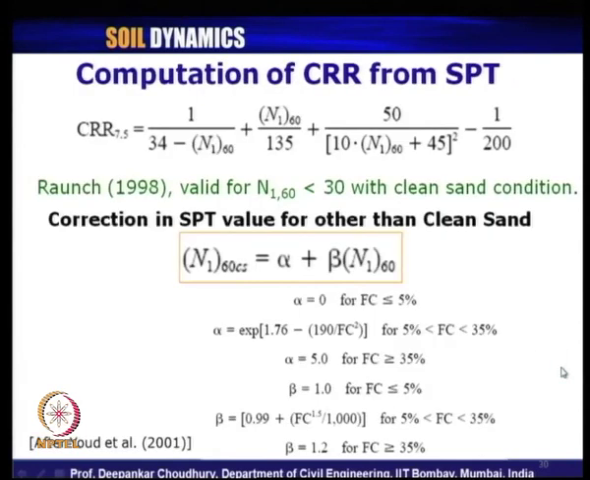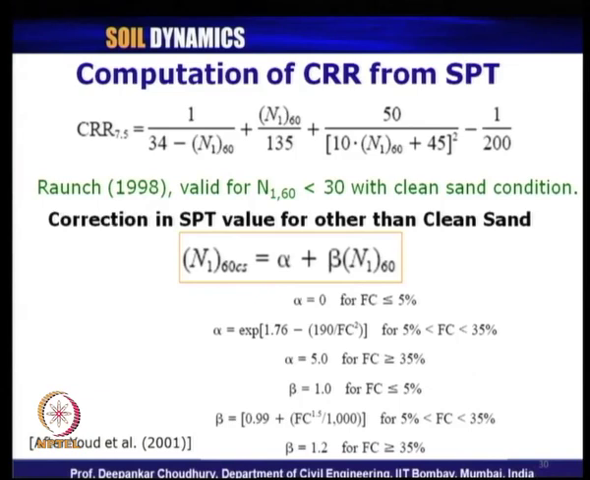Or you can use an empirical relationship, this equation which was given by Rauch in 1998, and this equation is valid for the corrected N160 after applying the clean sand correction, if the value is less than 30. So, CRR 7.5 you can directly get by using your clean sand corrected N160 value in this equation, provided it is less than 30. So, basically there are two methods. Either you can use the design chart or you can use this equation proposed by Rauch 1998. Both will give you almost the same value of CRR.